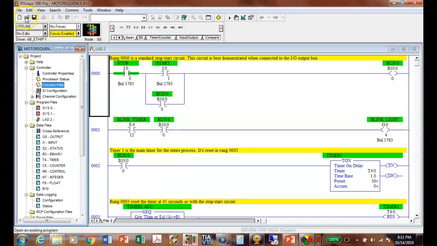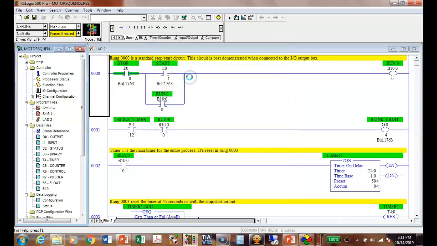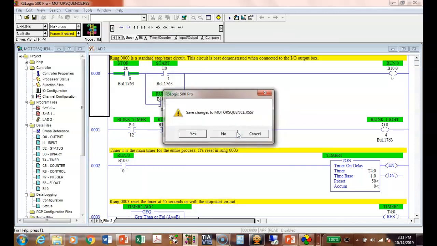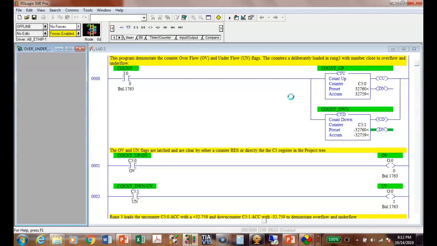So let me go to open. I think these are in PLC 1. Oh, I didn't need to change that. I didn't make any changes to it.